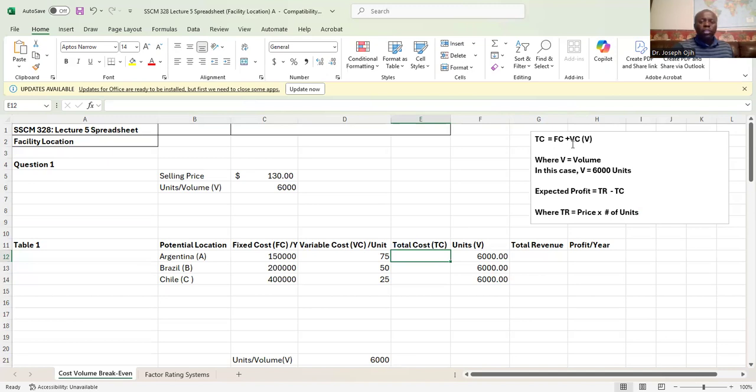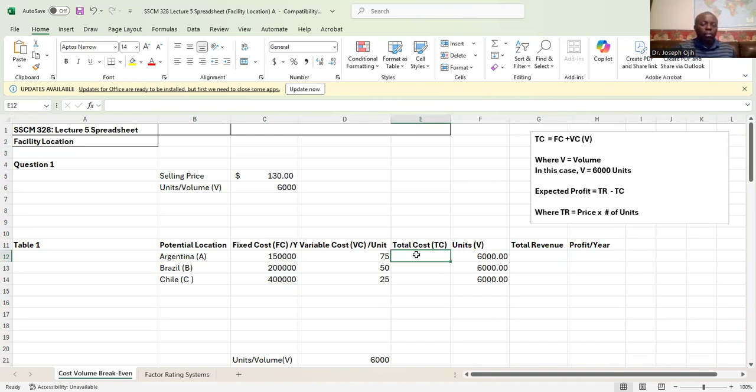This is total cost, fixed cost plus variable cost times volume. That will give us the total cost. But for revenue, we're going to calculate it from here. Total revenue is usually the total of all the sales that we made, like price times the number of units that we sold for that location. That gives us total revenue. You can see from the screen right here, price times number of units sold. So let's get the total cost first of all.